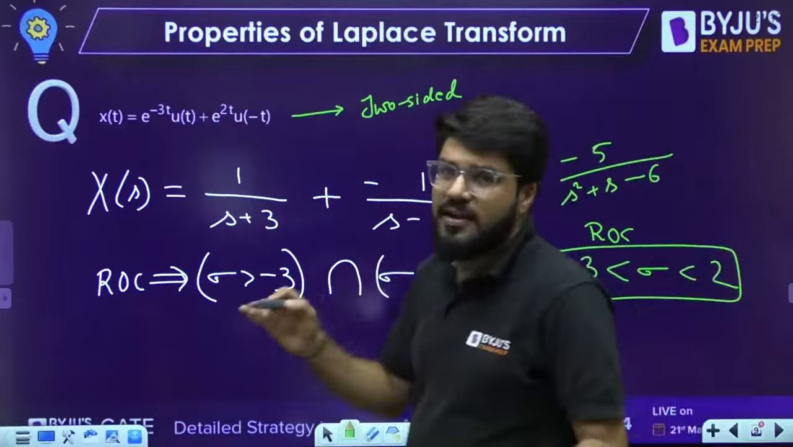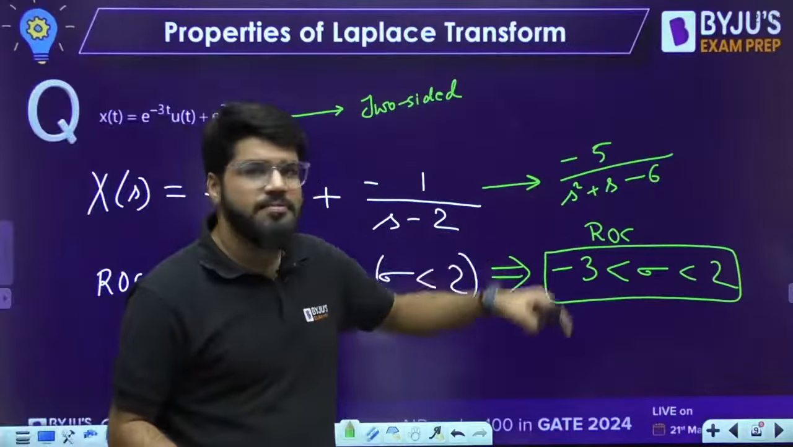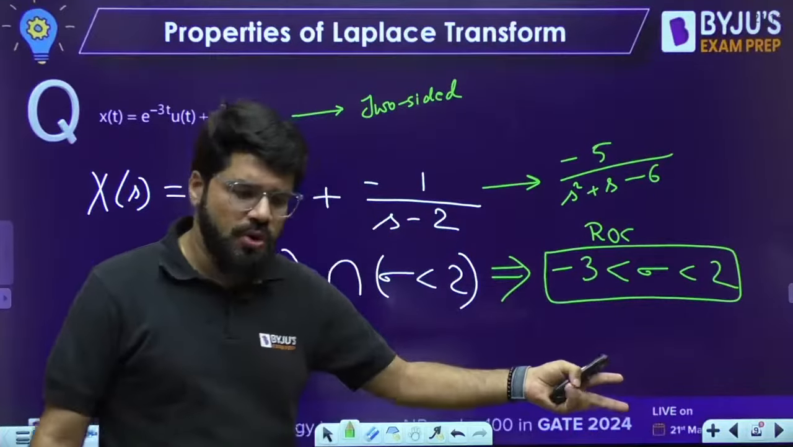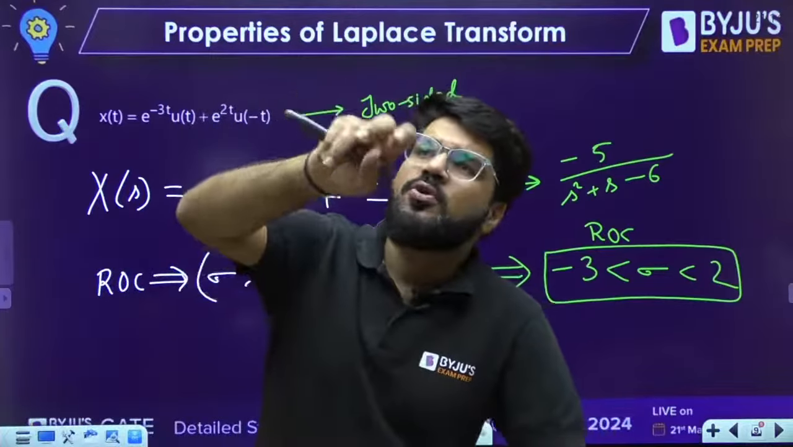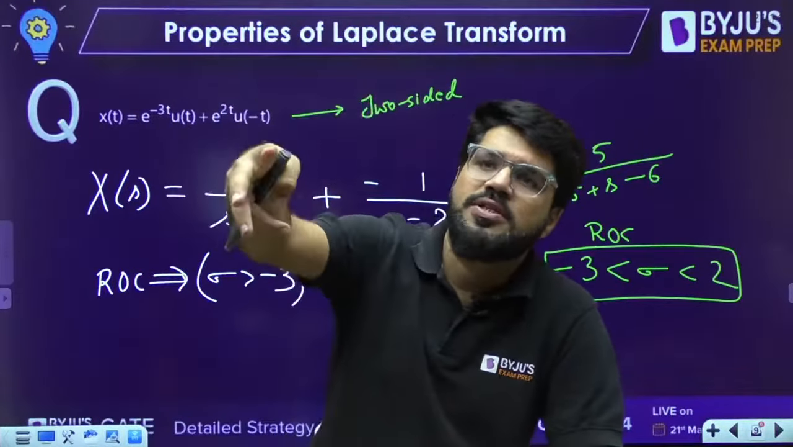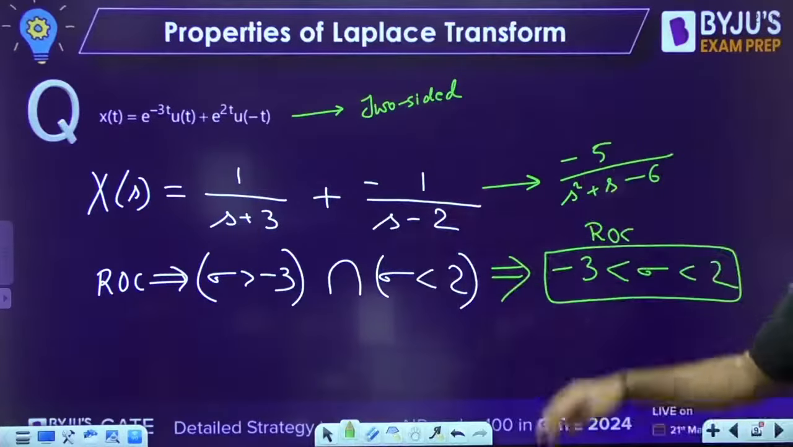So -5, the final answer is, if they ask for the Laplace transform, it is -5 upon s square plus s minus 6. And if they ask for the ROC, it is -3 less than sigma less than 2. They can ask both also. But commonly for two different signals given in the form of addition, the common questions are mostly about ROC. So ROC is common to both. You have to consider the intersection.